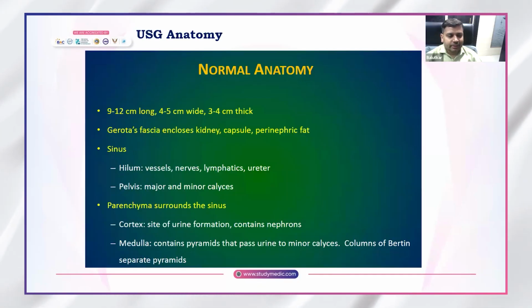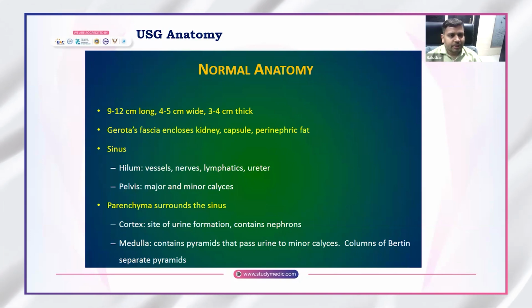So these are the techniques for examination of the kidney. For the right kidney, we use the liver as acoustic window. For the left kidney, we use the spleen as the acoustic window. For the right kidney, the examination can be done from the anterior, lateral and the posterior aspect, while for the left kidney, the examination can be done from the lateral and the posterior aspects.